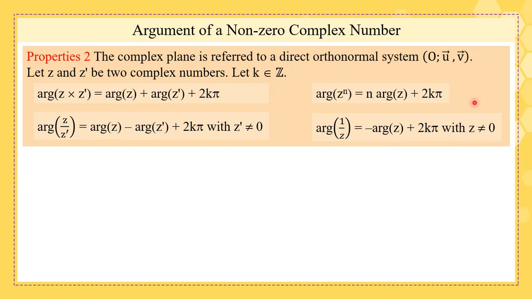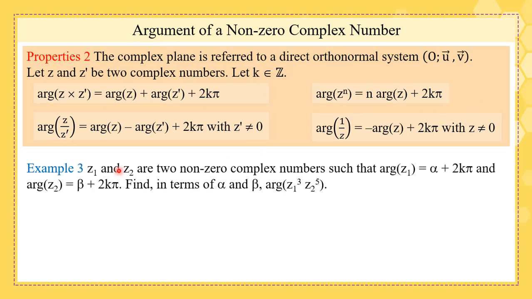Now, in these cases, as you see, they look like the logarithm, if you remember. Now, let's see here this example. We know that argument of z1 is alpha and argument of z2 is beta plus 2k pi. We need to find argument of z1 cubed z2 to the power 5 in terms of alpha and beta.